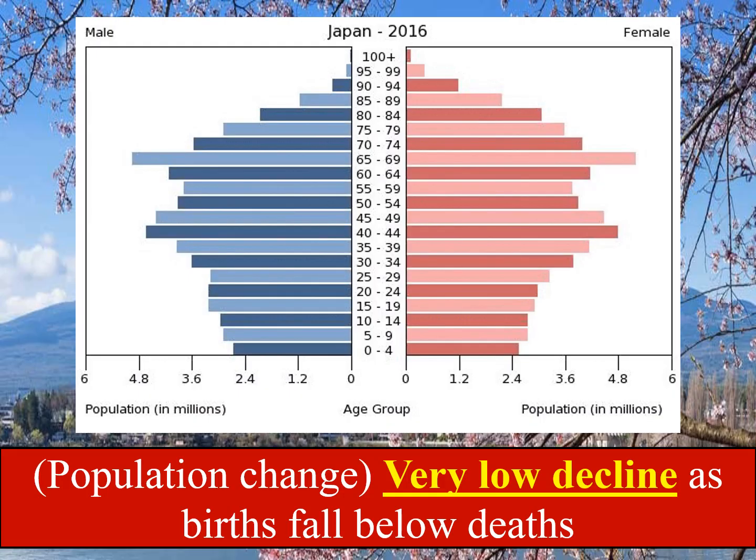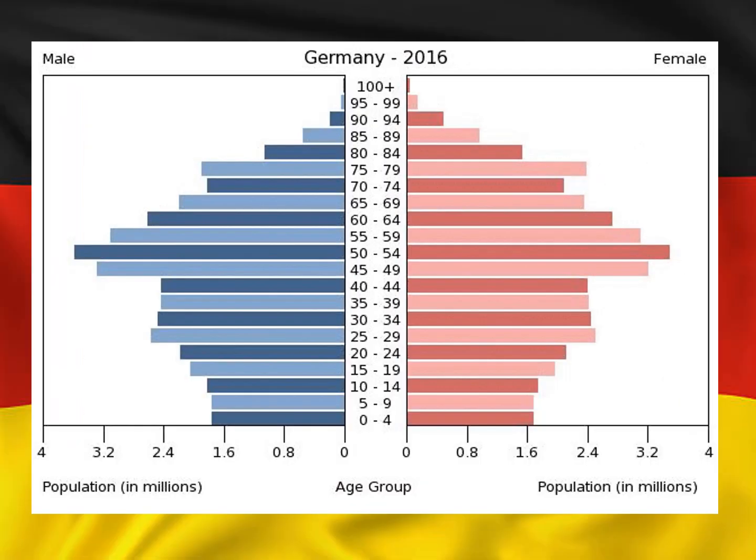Japan is a country that is in stage 5. They have more deaths than births. Their population is declining, and we can see that in their population pyramid. We see each new cohort is getting smaller, which means there's fewer and fewer children being born. And we can see that there's a lot less youth than there are elderly people. Germany is also another country that is in stage 5, as well as Russia. And again, we can see that with this kind of inverted pyramid shape.